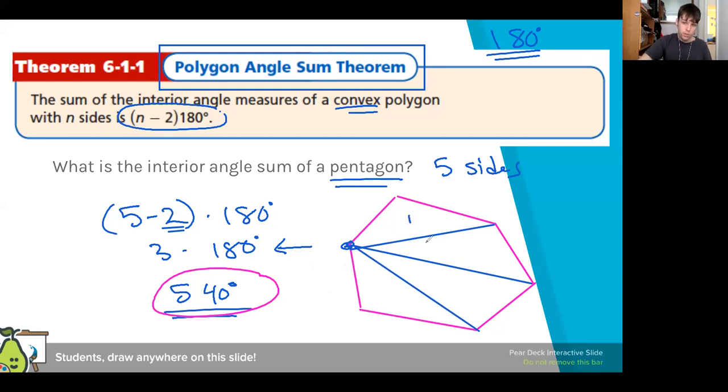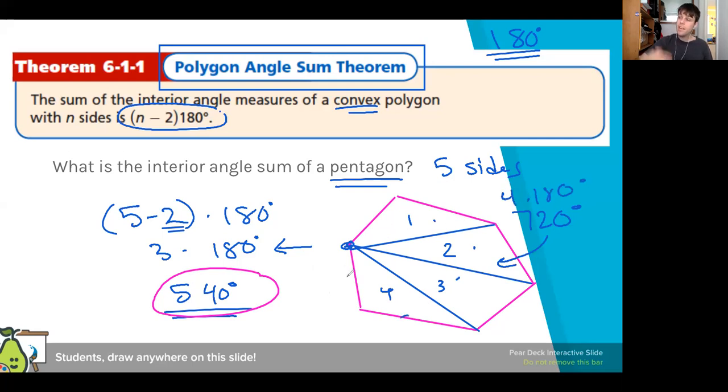And those triangles all add up to 180. So that's where I get this formula, n minus 2 times 180, right? Hexagon, 4 triangles, 4 times 180. We're going to add up to 720 in a hexagon because there are 4 triangles, and that's 4 times 180.